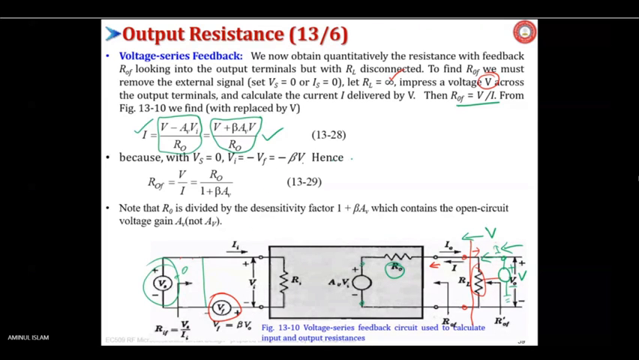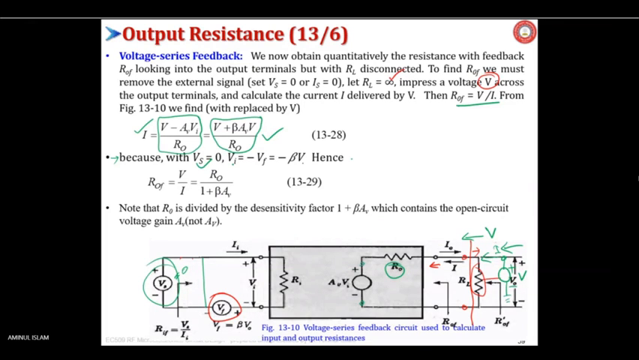See, you can read this thing. V plus beta AV by RO. Since Vs equals 0, that's the condition. To find out the output resistance, you have to short the input source voltages. Whatever voltage sources are there on the input side, you have to short it or make it 0.